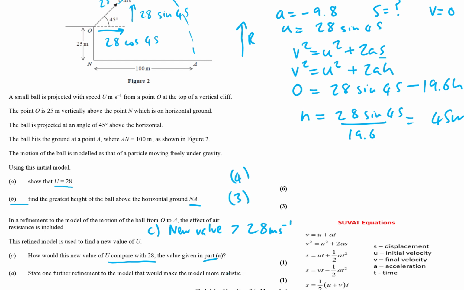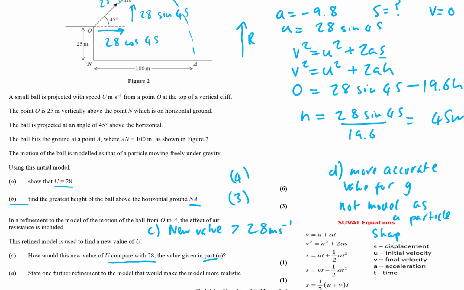D, state one further refinement to your model that would make the model more realistic. So what could you use? Think about it. You've got lots of options here. You can use a more accurate value for g. So D, more accurate value for g. Use your thinking caps. Remember the ball's modelled as a particle, so it could be not modelled as a particle. You know, shape of ball, includes spin.